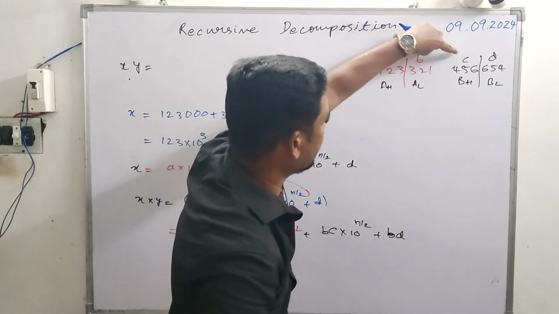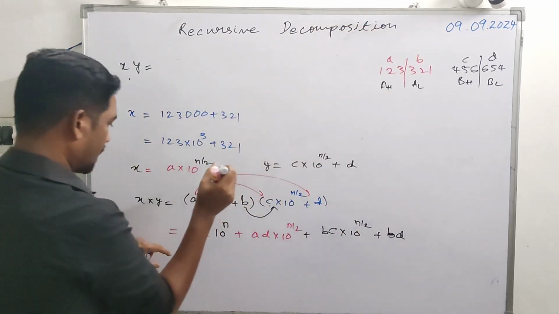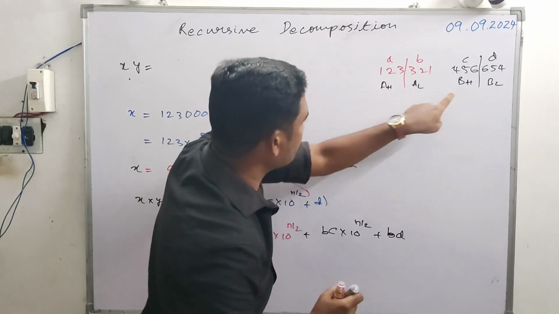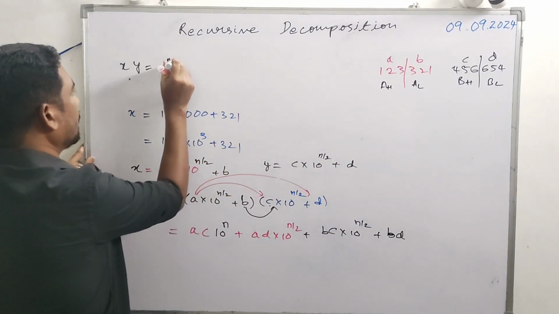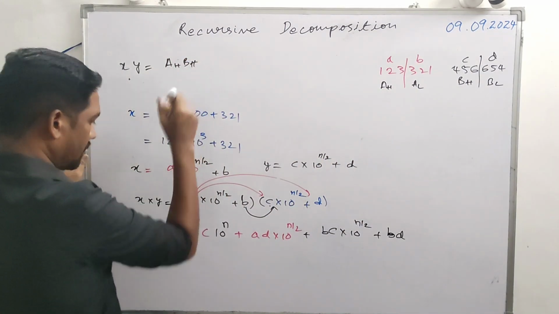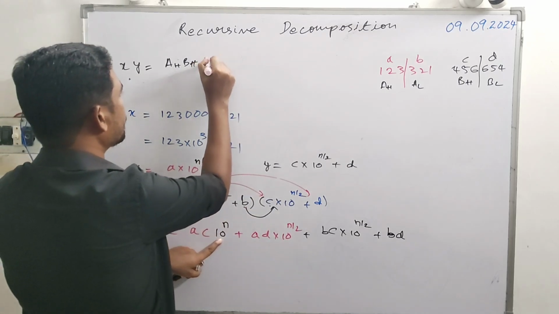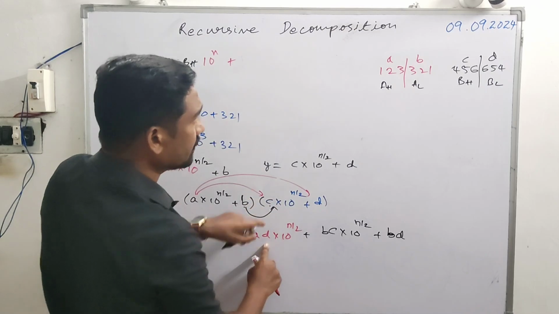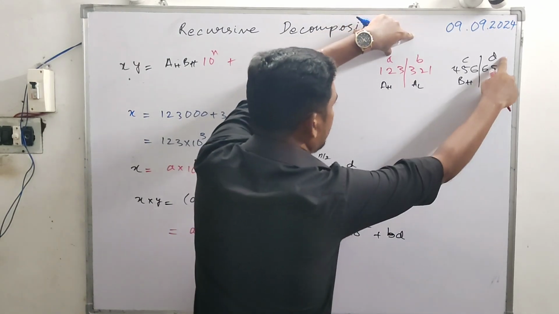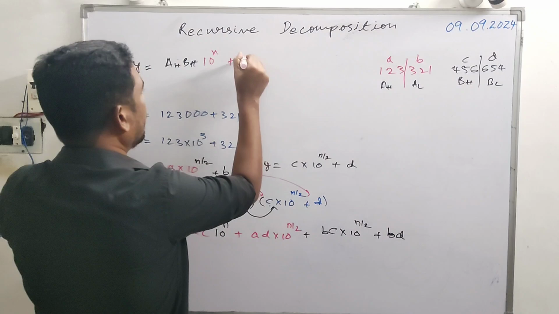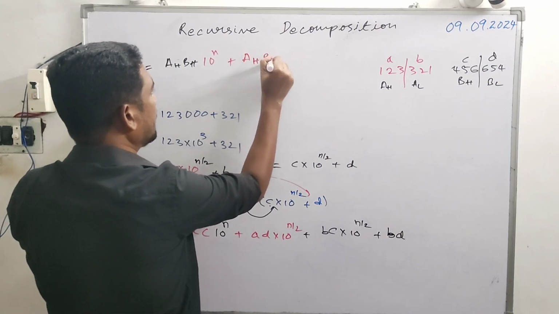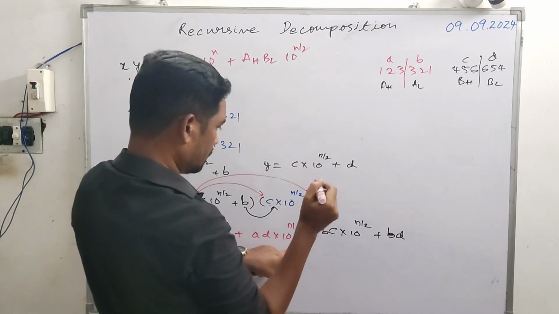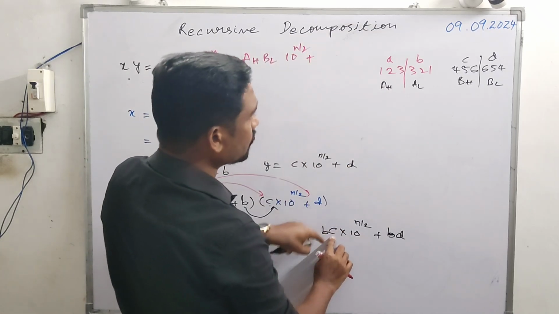A into C, A into C, AH BH, and we have this one into 10 raised to N plus AD. What terms? A and D come. AHBL and 10 raised to N by 2 plus B into C.